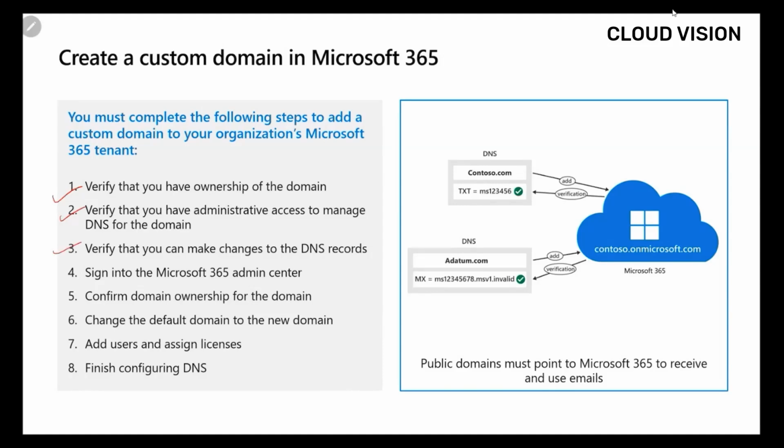Then verify that you can make changes to the DNS records and then sign into your Microsoft 365 Admin Center, where you'll add your custom domain and verify it. Once it is done, you can change the default domain to the new domain. And now this new domain can be used to add users, assign licenses, and you can complete your domain setup.